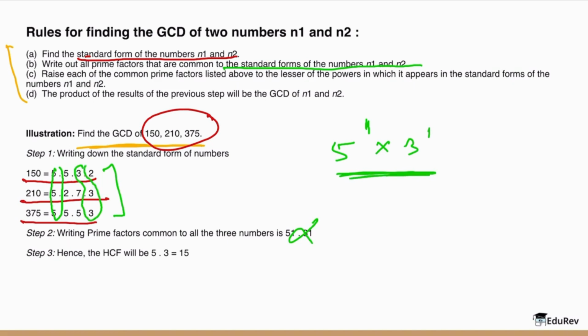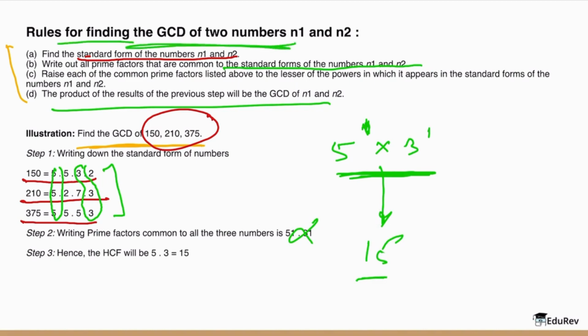Now the third step says that we need to reduce the exponent to the lesser of the powers which appear. 5 is occurring one time, so that's the least one here, and 3 is occurring one time, so that's the least one. The fourth step is that the product of them is going to be your GCD. Their product is 15, which is the highest common factor we will get. I hope this is easy and you understood this. So we have done GCD or HCF.